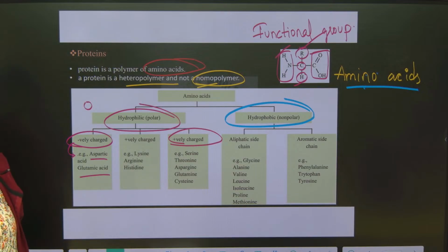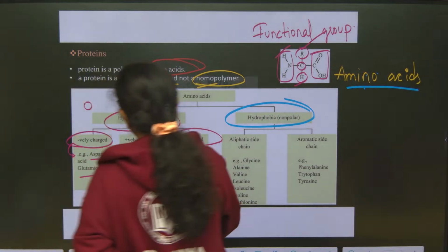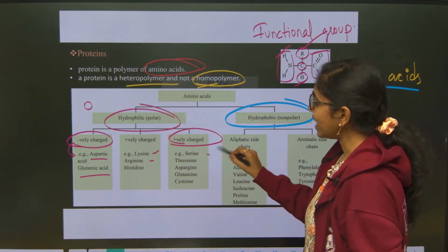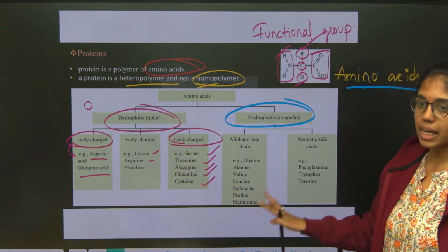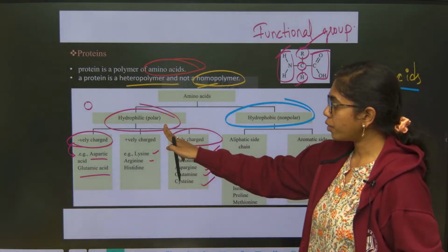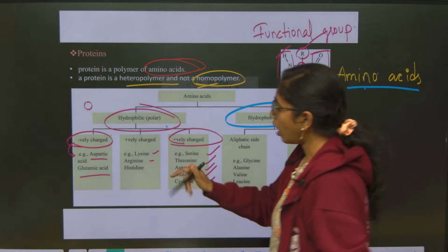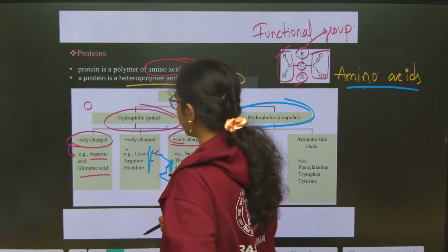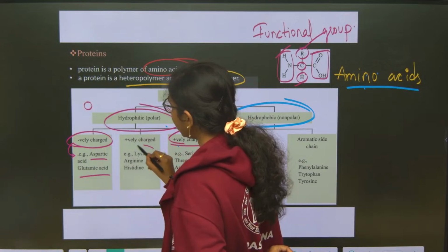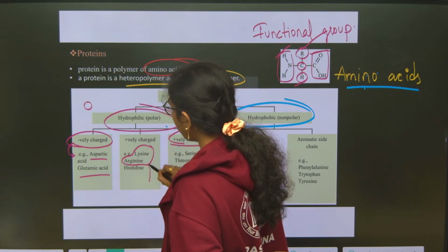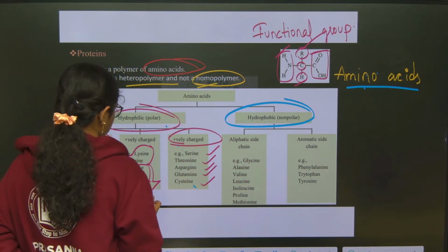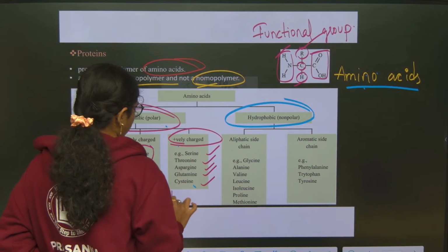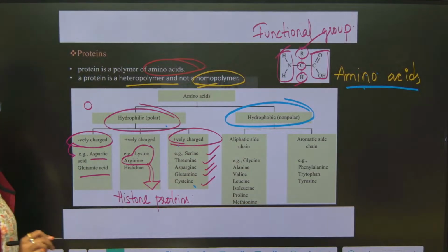Positively charged hydrophilic amino acids include what? Lysine, arginine, histidine, serine, threonine, asparagine, glutamine and cysteine. Okay. These are the molecules which are included under what? Hydrophilic polar positively charged. Of them, lysine and arginine are the major composition of what proteins? Histone proteins. Fine, lysine and arginine are the major composition of what? Histone proteins.